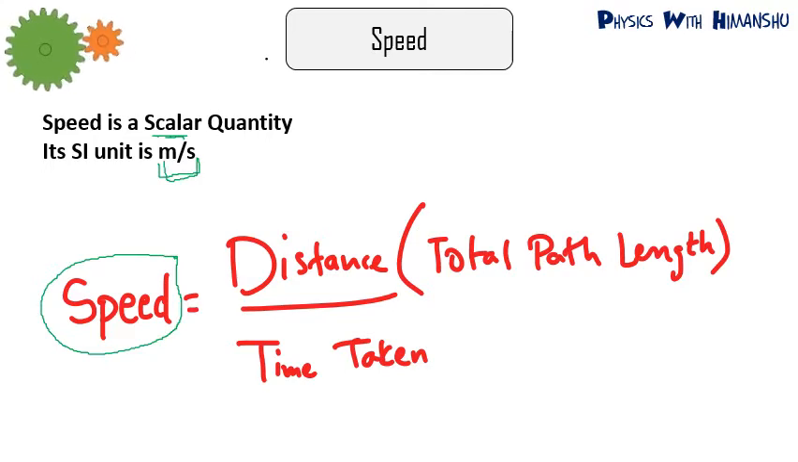Speed, remember that distance will always be positive. If a person has traveled, distance will be positive. If a person hasn't traveled, distance will be 0. So speed will be greater than or equal to 0. You have to remember this concept. The value of speed will be greater than or equal to 0. It cannot be negative.